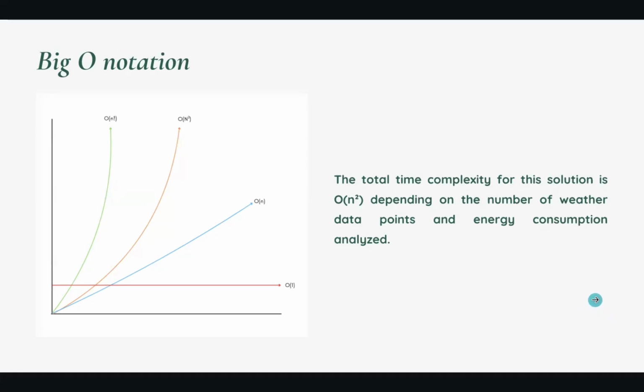So we can conclude that this system optimizes energy use by balancing renewable production, demand, and storage. While effective, its O(n) complexity requires optimization for scalability. Future improvements can enhance efficiency, making energy management smarter and more sustainable.